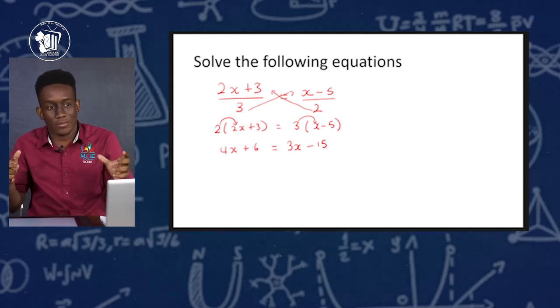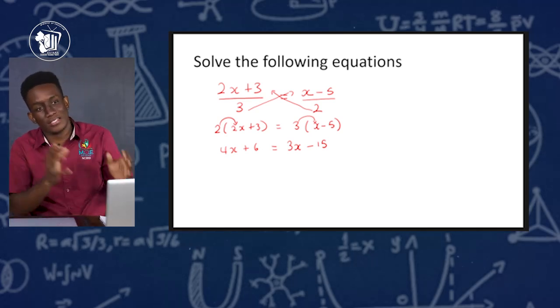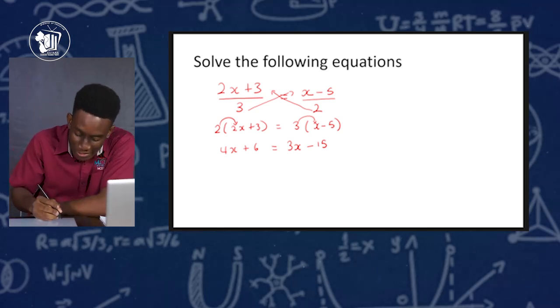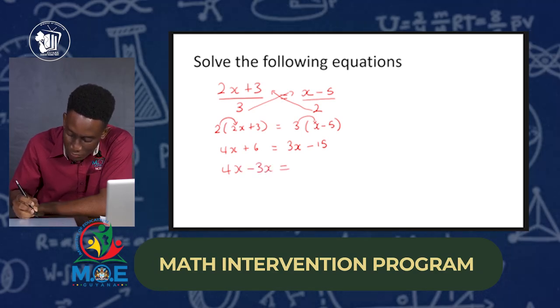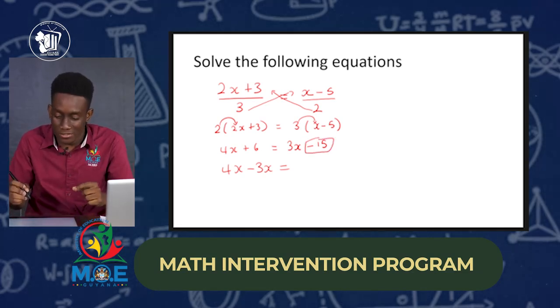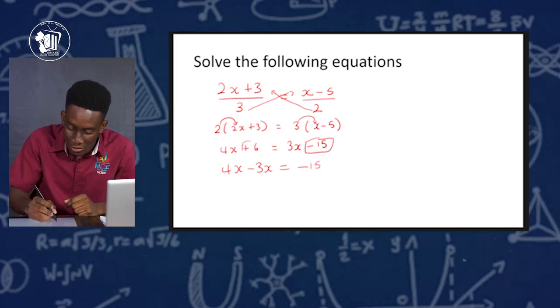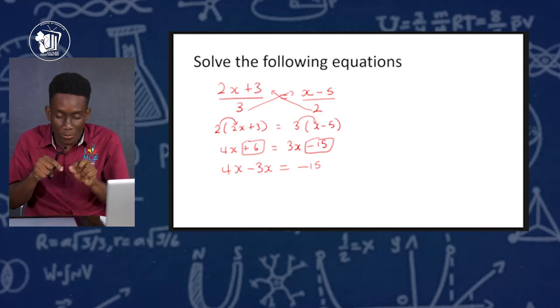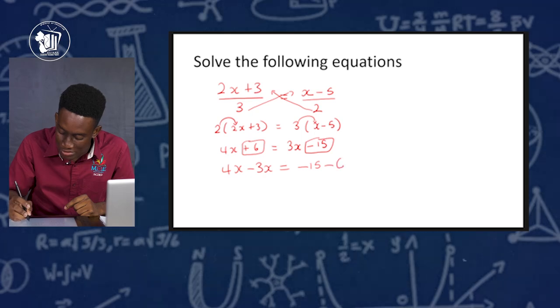So you put all the terms that are like together on one side of the equation. So you bring over all the x's on the left hand side. So we'll have 4x subtract 3x is equal to, now we have to be careful with the signs here. So we're left with minus 15, and when we take over this plus 6, it will become the opposite. It's adding. So when we take it over, it will subtract. This will become subtract 6.